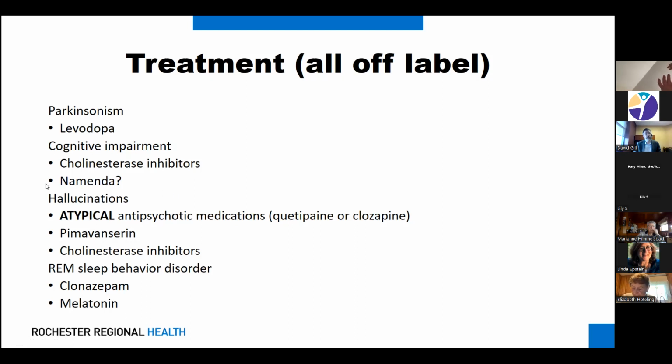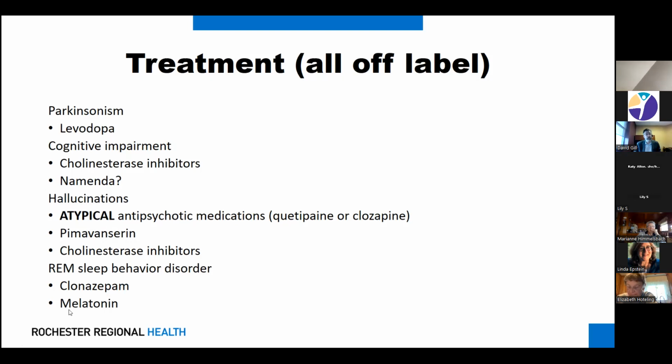If somebody has hallucinations, we have medicines that can treat it, but it's very important we use what are called atypical antipsychotic medicines, because the older ones are called typical. Those are things like Haldol. They actually block medicines like levodopa, and they block dopamine in the brain and can cause somebody with dementia with Lewy bodies to be much worse. The typical antipsychotic medicines may be safe in somebody without dementia with Lewy bodies, but are very dangerous in somebody with dementia with Lewy bodies. So that's one of many reasons why it's so important for us to know the right diagnosis.